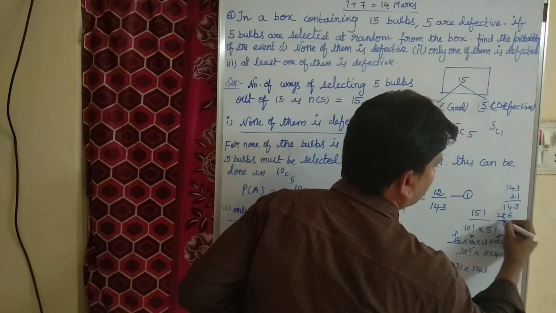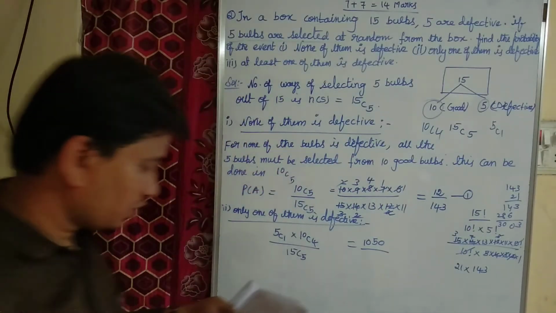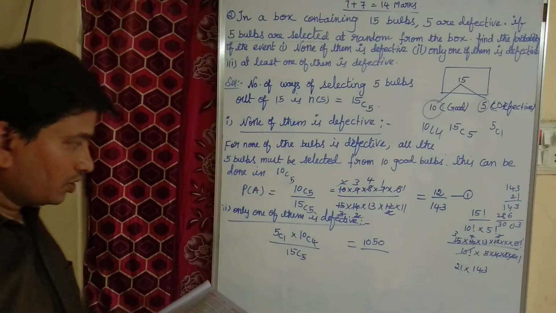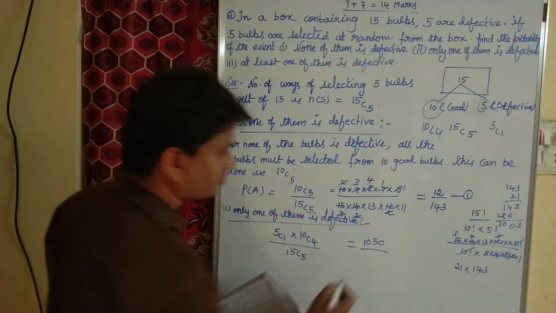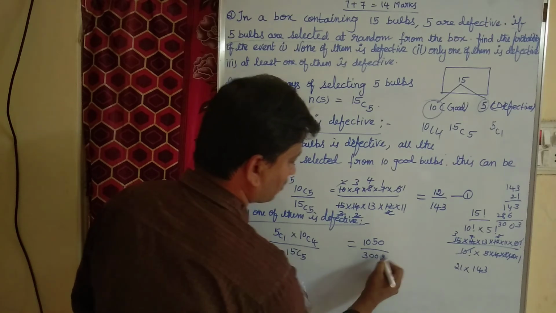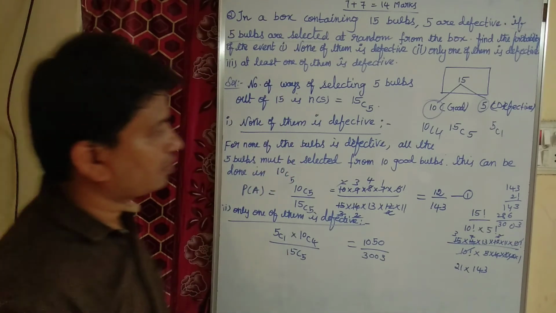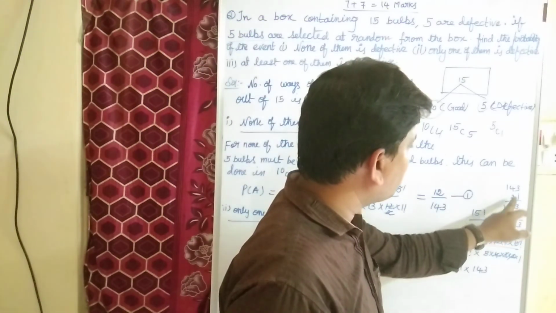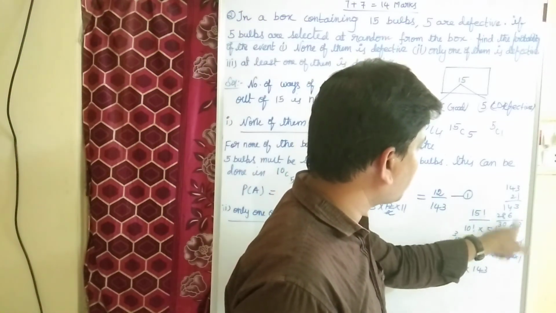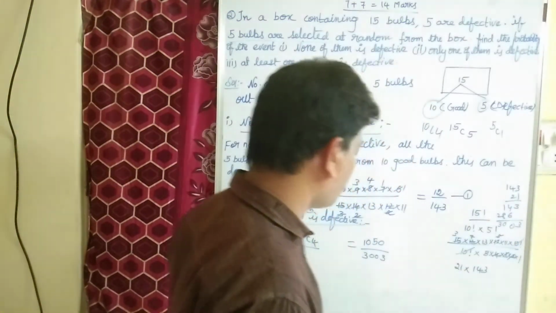3 tens are 30. Which is equal to how much? 3003. 143 into 21: 2 threes are 6, 2 fours are 8, 2 ones are 2, 3 tens are 30, so 3003.